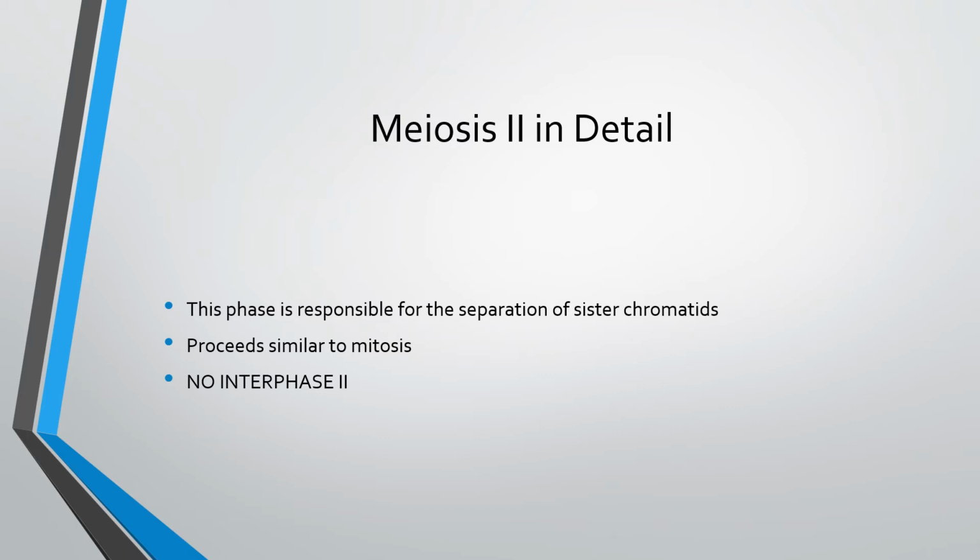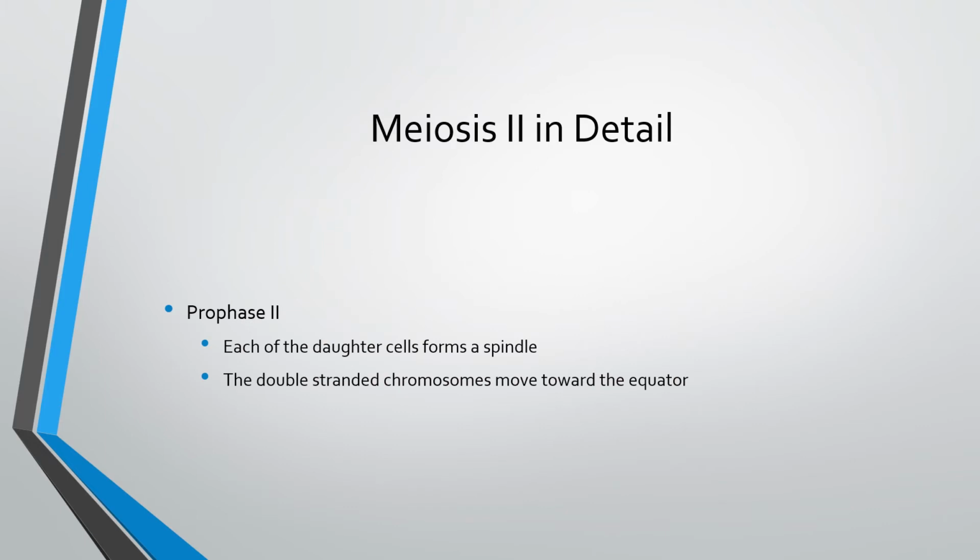Meiosis 2. This phase is responsible for the separation of sister chromatids. It proceeds similar to mitosis. There is no interphase 2. There is no interphase 2 because there's no need to duplicate or replicate the chromosomes.